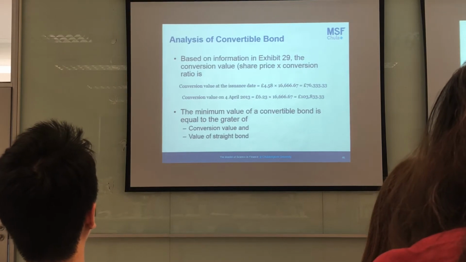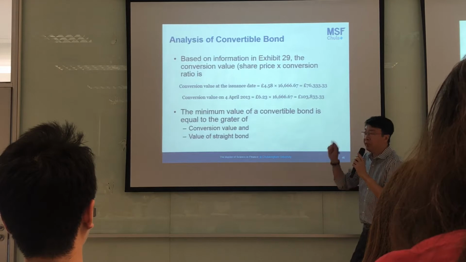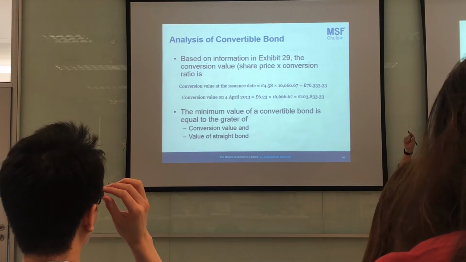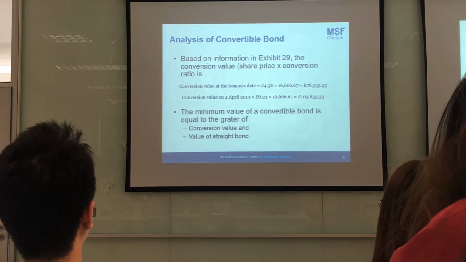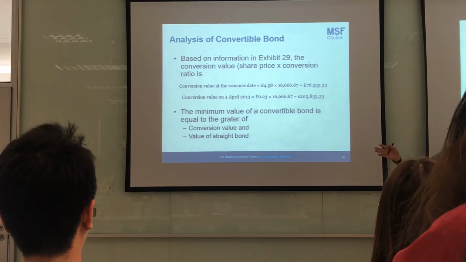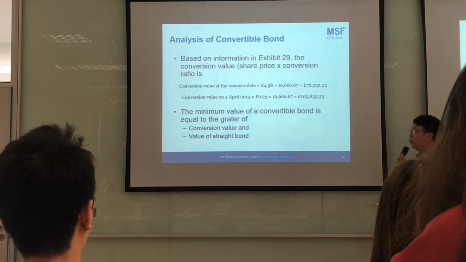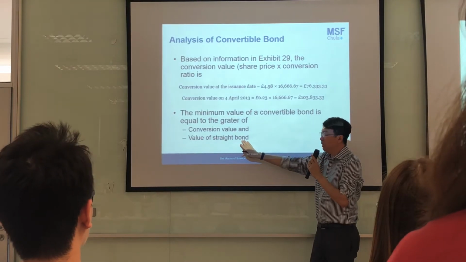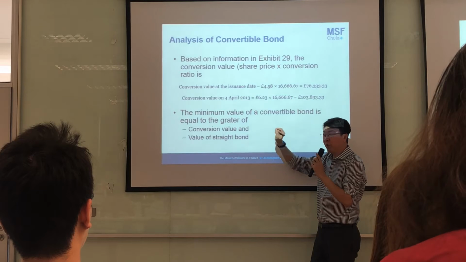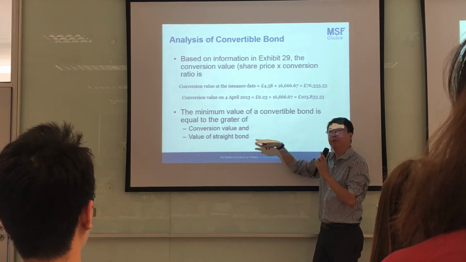Now we will talk about what is the minimum value of this convertible bond. This convertible bond is the sum of the value of the straight bond plus the value of the option, because the convertible bond has the straight bond plus the option to convert into the stock. So the value of this convertible bond should be greater than the value of the straight bond. In the worst case, the value of the option is 0, so the value of our convertible bond should be equal to the straight bond.